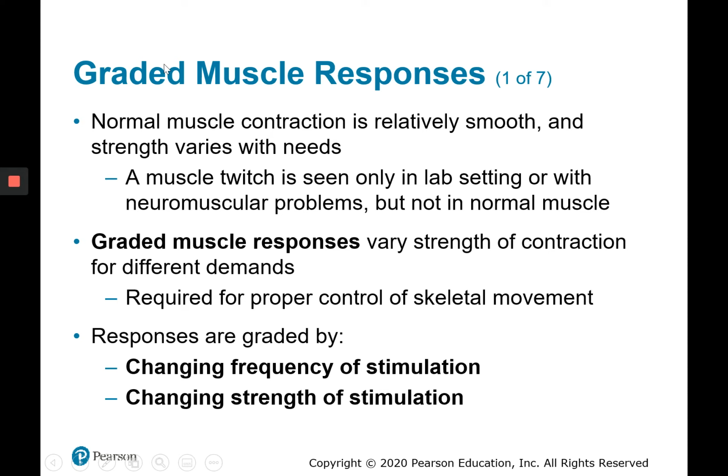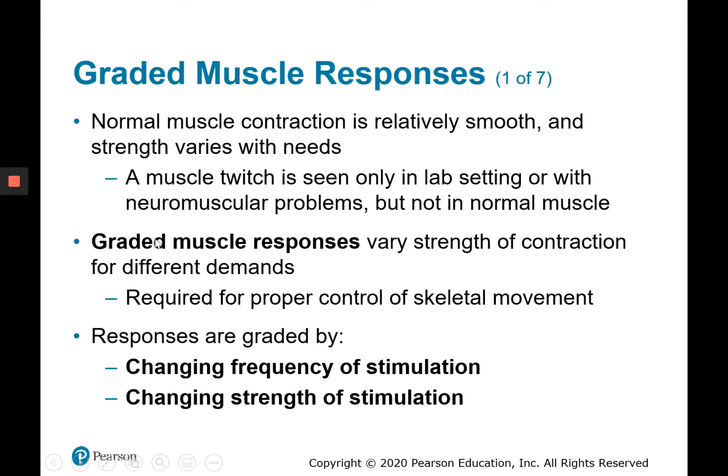Next, we're going to look at multiple stimuli that cause more than just a single muscle twitch. They instead cause graded muscle responses. So these are more normal muscle contractions that are going to be pretty smooth. They're going to be useful for moving objects or moving parts of the body. So a muscle twitch is not normal. It's not going to be seen really anywhere other than a lab setting or with neuromuscular problems. Not to say if you've had an eye twitch or a random muscle twitch that you have neuromuscular problems, but it is a momentary imbalance in ions and other components of muscle contraction that cause these individual muscle twitches.